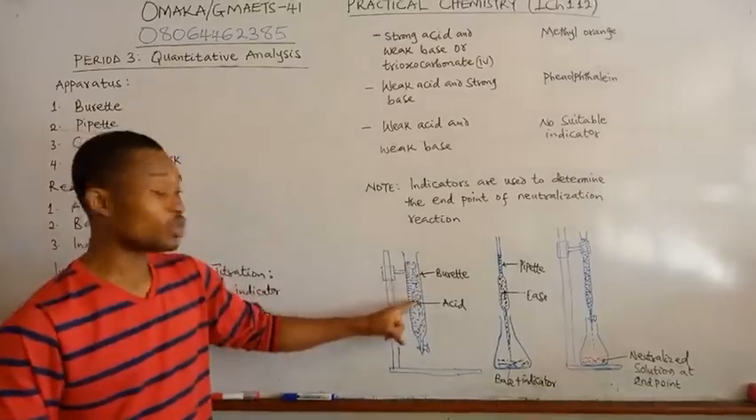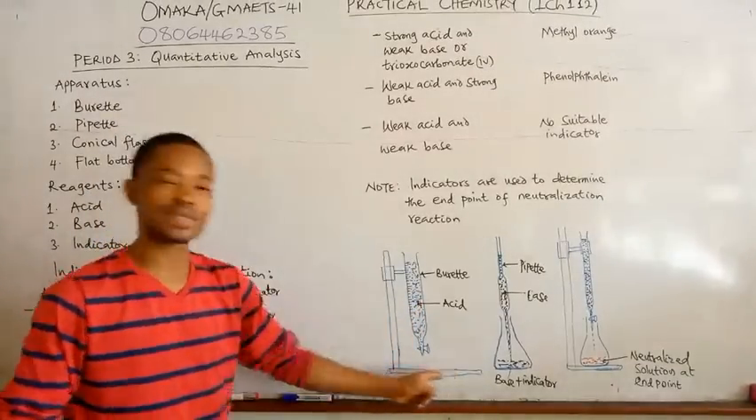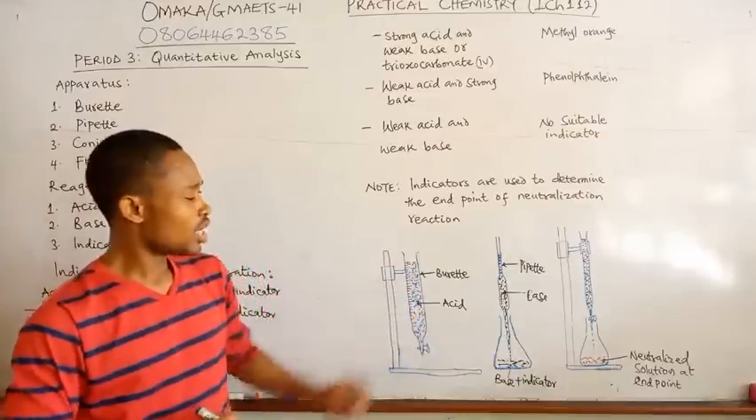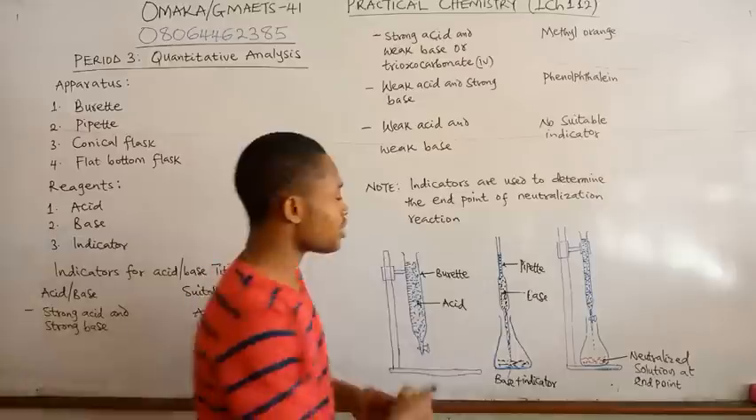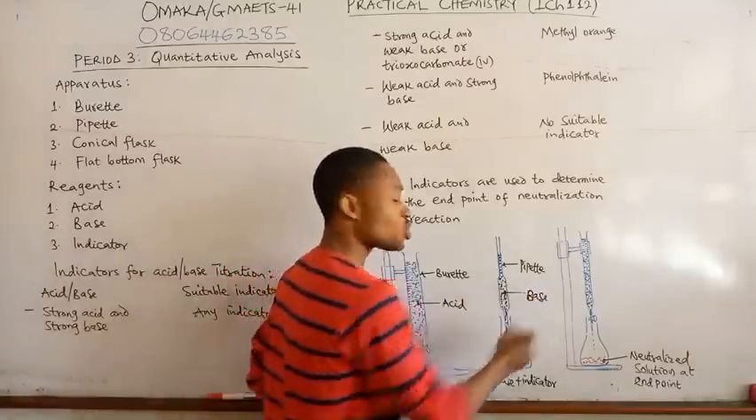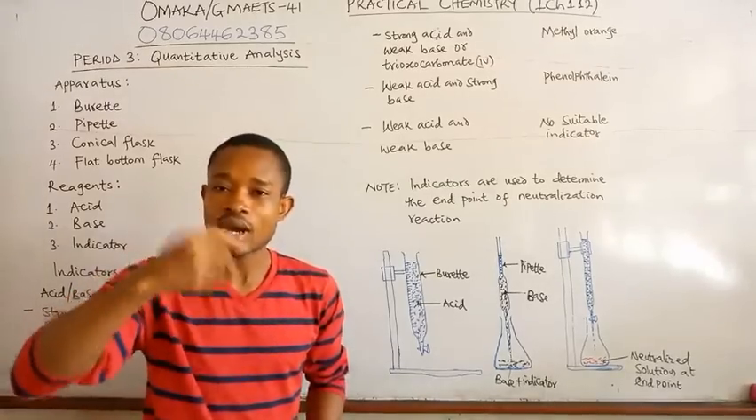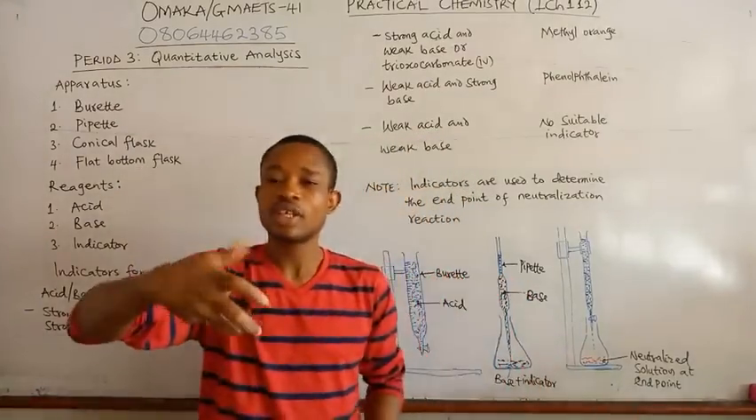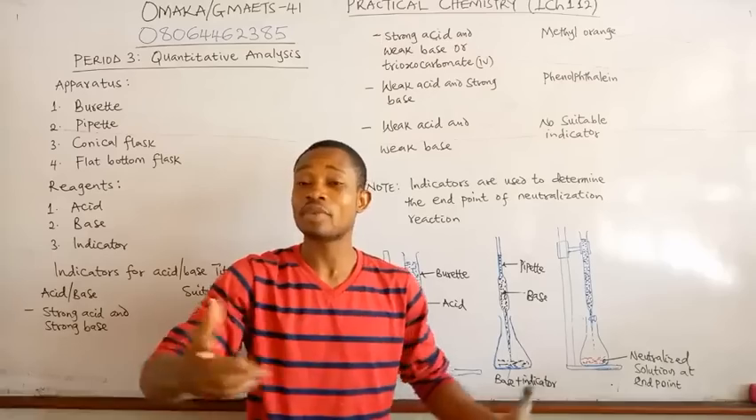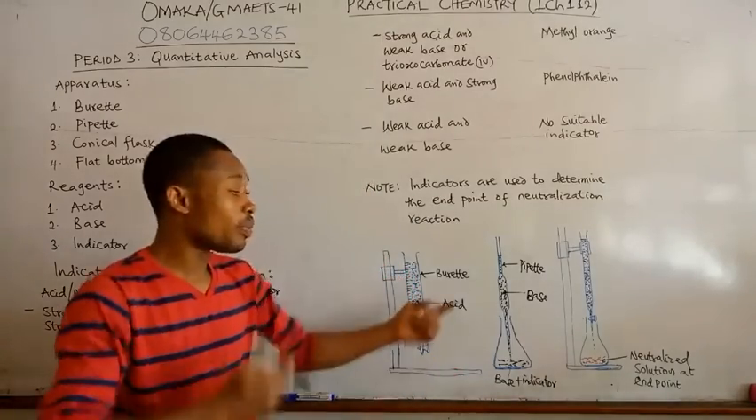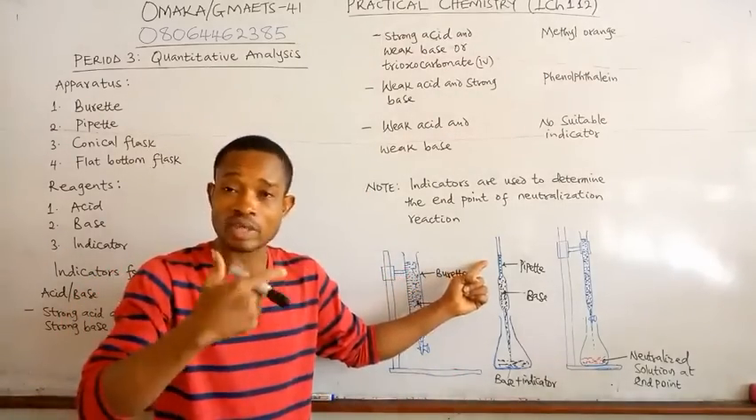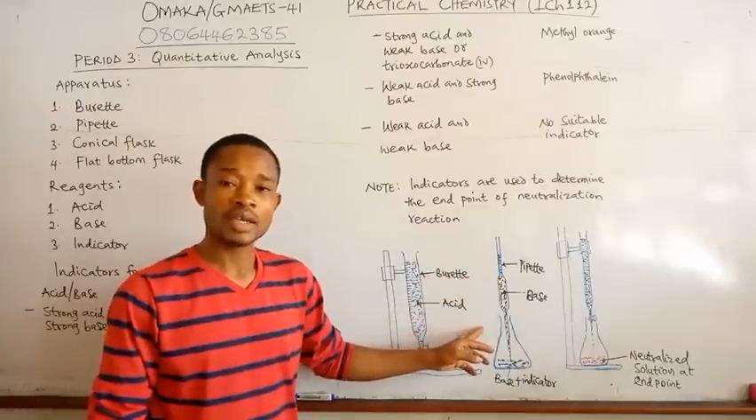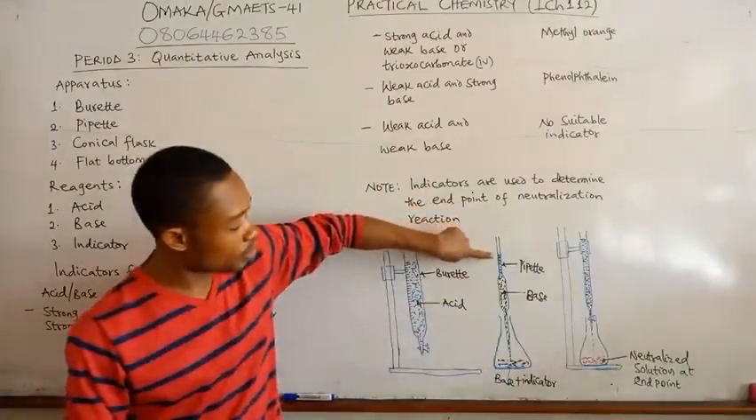Of course, you have your burette that is clipped to the retort stand. The burette usually contains the acid solution. And then we have the pipette. This is your pipette. The pipette is used to suck base from the flat bottom flask. Usually you collect your base and pour into the flat bottom flask, and then you pipette the base by sucking using a pipette. This is the pipette. You have to suck the base to get to this point.